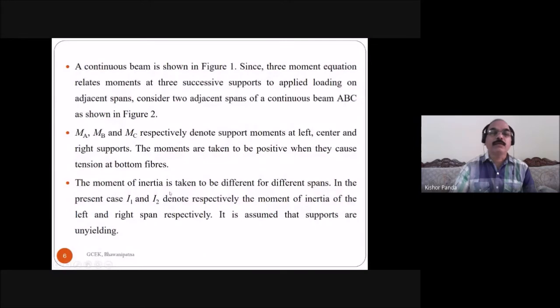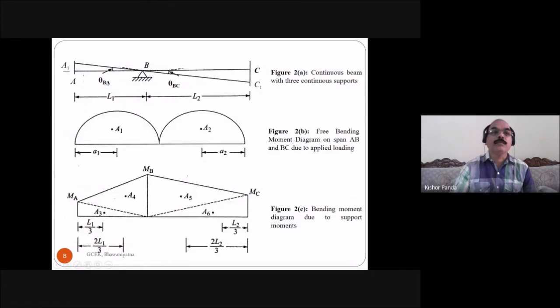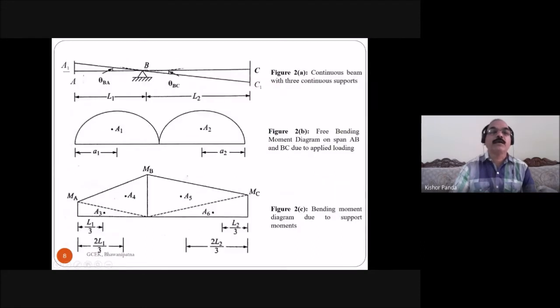The moment of inertia is taken to be different for different spans. If this is I1 and this is I2, the moment of inertia is different for different spans: I1 and I2 are the moments of inertia of the left and right spans respectively. It is assumed that the supports are unyielding. Unyielding means there is no settlement of the support. You have to assume this.